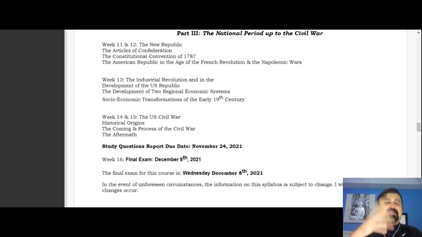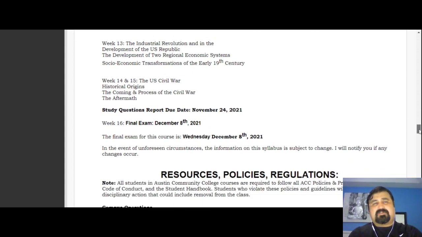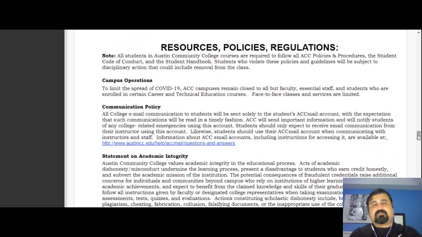So again, this is a tentative course schedule. If anything changes, you'll be notified, of course. Now, the last pages of the syllabus are reserved for resources, policies, and regulations.